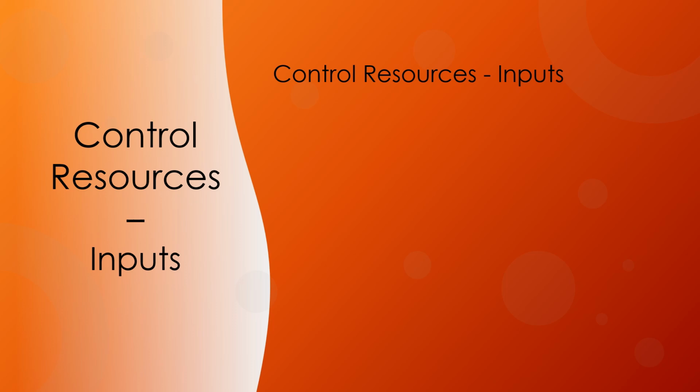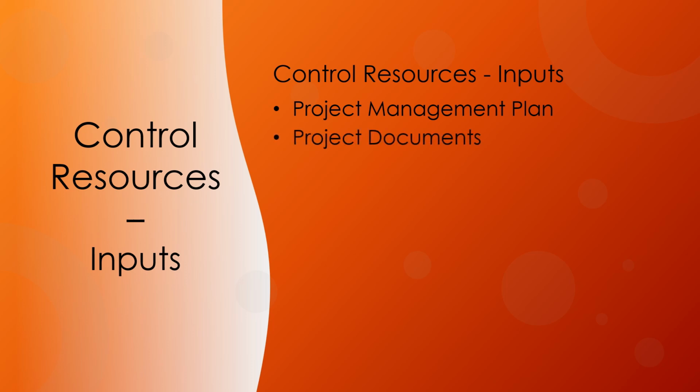Let's discuss the set of inputs to the control resources process. Project management plan components include, but are not limited to, the resource management plan. The resource management plan provides guidance on how physical resources should be used, controlled, and eventually released. Project documents that can be considered as inputs for this process include issue log. The issue log is used to identify issues such as lack of resources, delays in raw material supplies, or low grades of raw material.